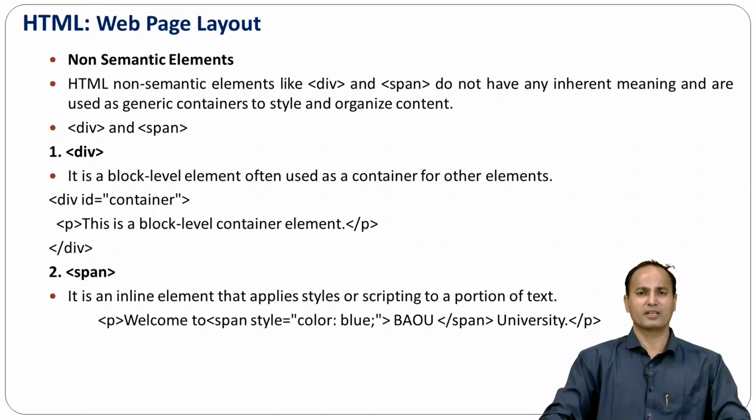First, let's have a look at division. It is a block level element often used as a container for other elements. How do we use it? Simply we use the division tag, and then we can use an attribute like ID to identify it, and whatever contents we want to put in a division will be placed inside. Here we have just used a paragraph tag inside the division. This is a block level container element, that is the text that we are placing in a division tag, and then the division tag is closed.